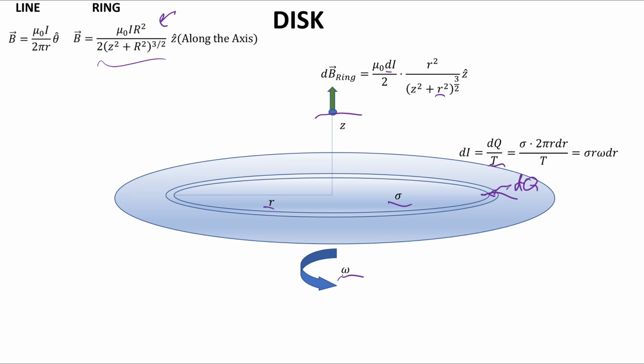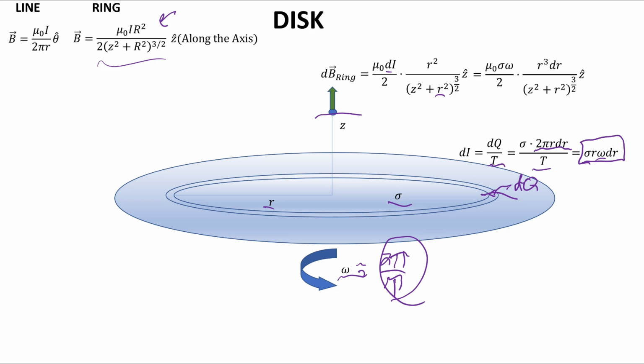So one period is related to omega. Omega is 2 pi over the period. And so you have a period in the denominator, and that ends up putting a 2 pi over omega in the top. And so anyway, all of this is simplifiable to your dI is just sigma times 2 pi r dr. That's what dq is. And then T is 2 pi over omega, so that you can think of the 2 pi's as canceling. And you end up with that omega there.